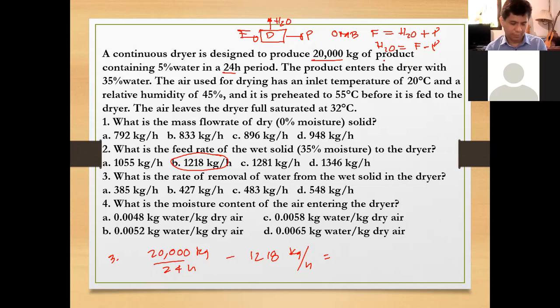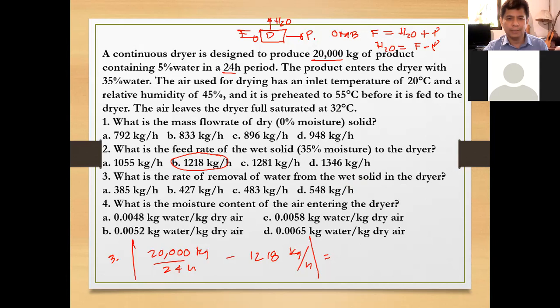Question? If you're going to solve this, 20,000 divided by 24 minus 1218, of course you will find that the feed is larger. It's reversed. I'll just take the absolute value to make it positive, but that will give you the same answer. So what answer did you get? Of course, F minus P.